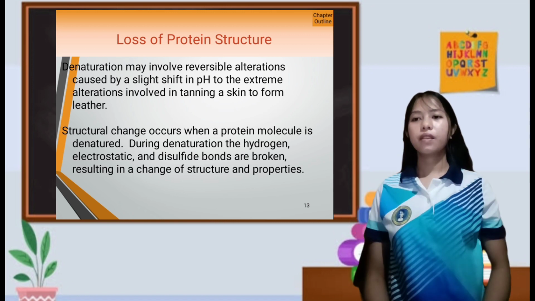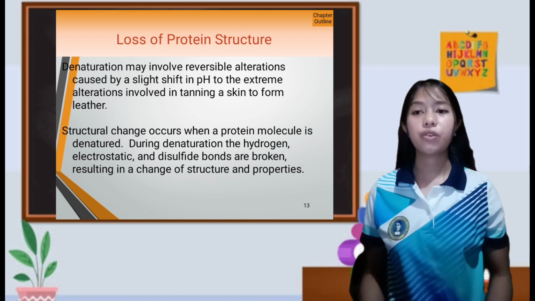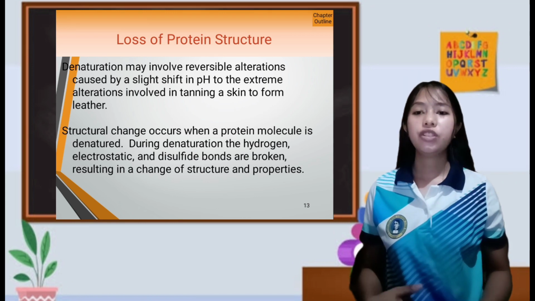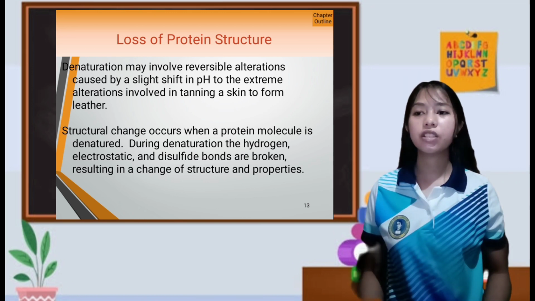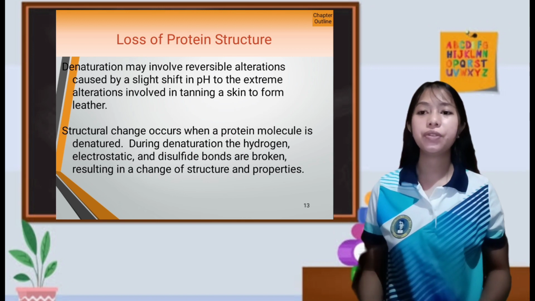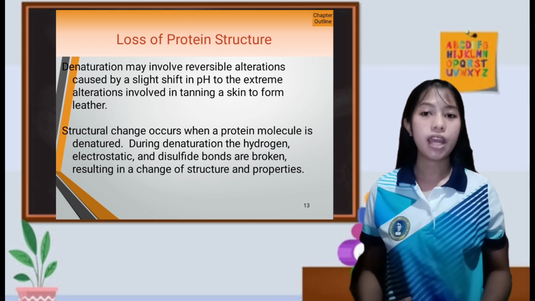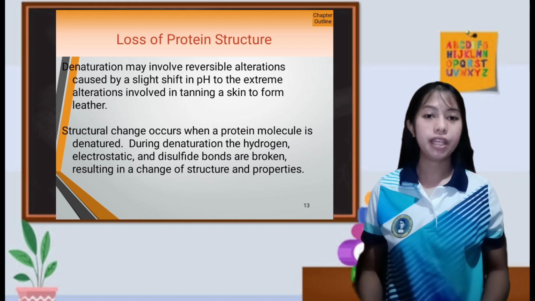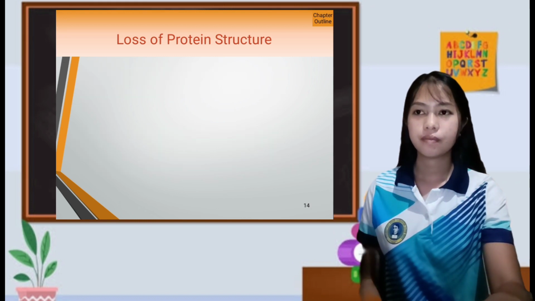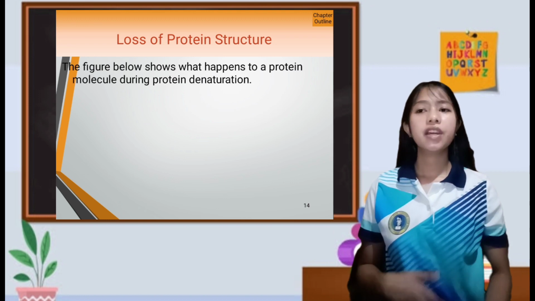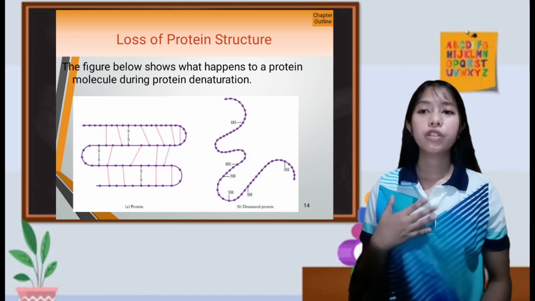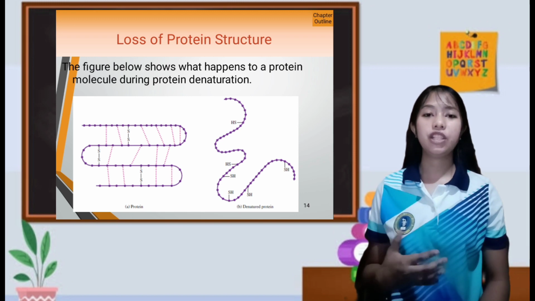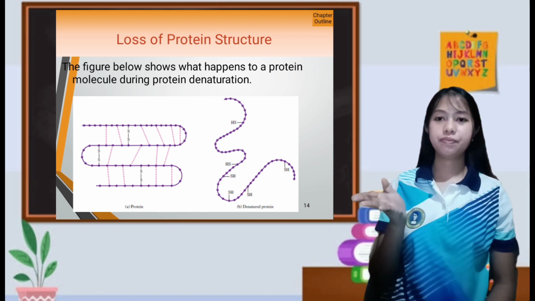So structural change occurs when a protein molecule is denatured. During denaturation, the hydrogen, electrostatic and disulfide bonds are broken, resulting in a change of structure and properties. This figure below shows what happens to a protein molecule during the protein denaturation phase.